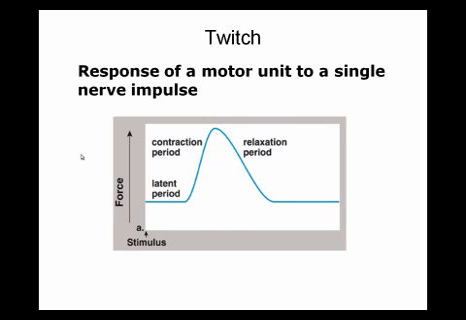Very quickly, that calcium is transported back into the sarcoplasmic reticulum, and so the binding sites on actin are once again covered by tropomyosin, and so there is nothing for the myosin to bind to, and we get the relaxation period, and the muscle is going to elongate. Can't do much work with the twitch. There's not a lot of force that is produced, and this happens very, very quickly.